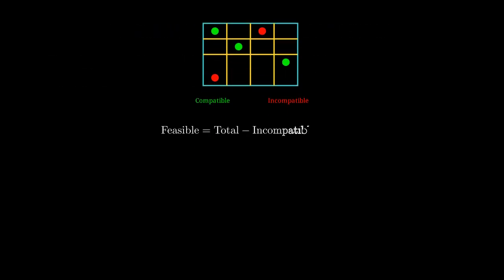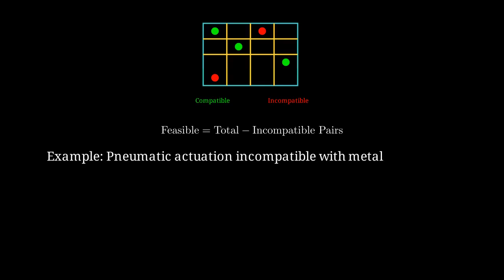The number of feasible designs equals the total mathematical combinations, minus those eliminated by incompatibility constraints. For example, pneumatic actuation requiring flexible membranes is incompatible with rigid metal construction, so those combinations are marked infeasible.